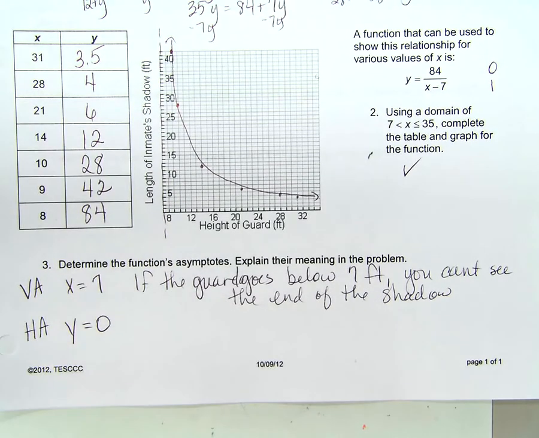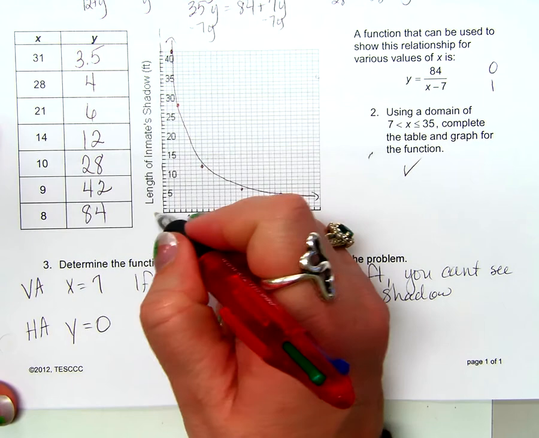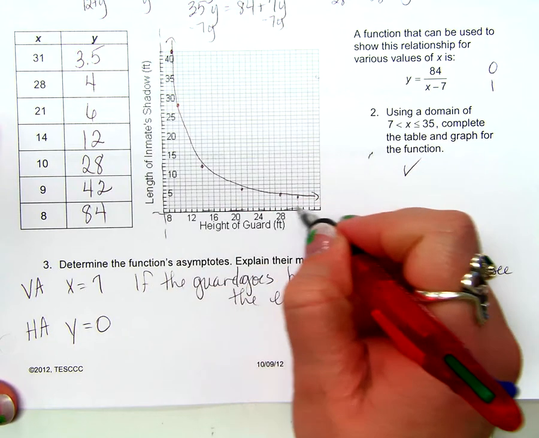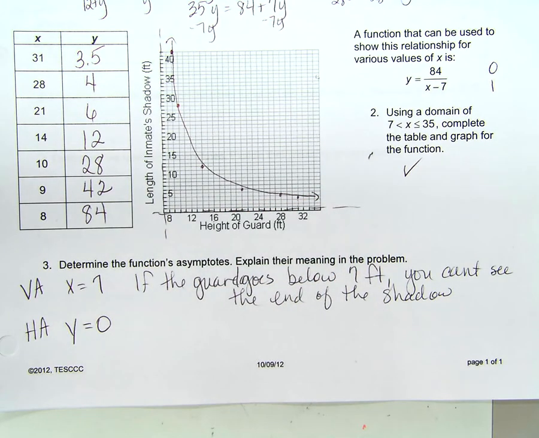Look on your paper if you need to. Do you still have that? Yeah, I have it open right now. Excellent. Why do we have a horizontal asymptote at 0? Because there's one right here. You can't go below the ground. The guard cannot climb below the ground. Unless you want to dig a hole or something.